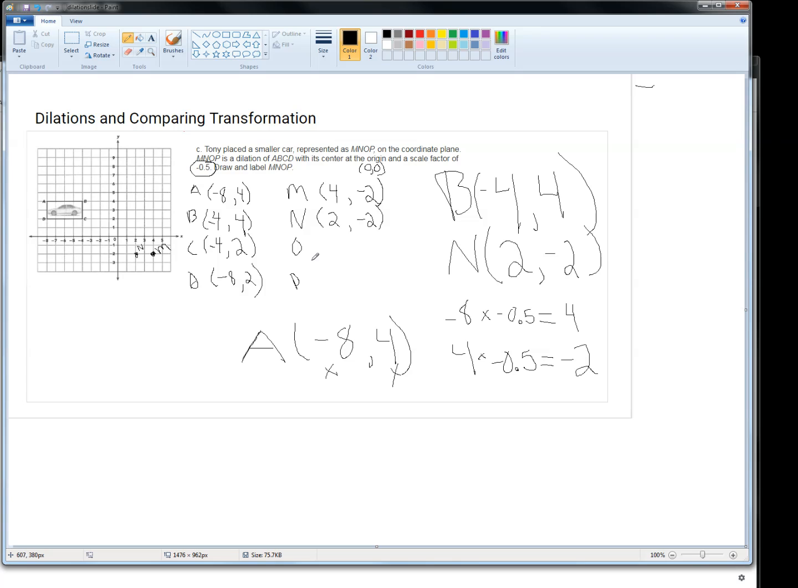You're going to finish this up. You need to find out what O is, which correlates with C, and what P is, which correlates with D. They're going to be an ordered pair with an X and Y value. Once you've figured them out, you can chart it on your graph.